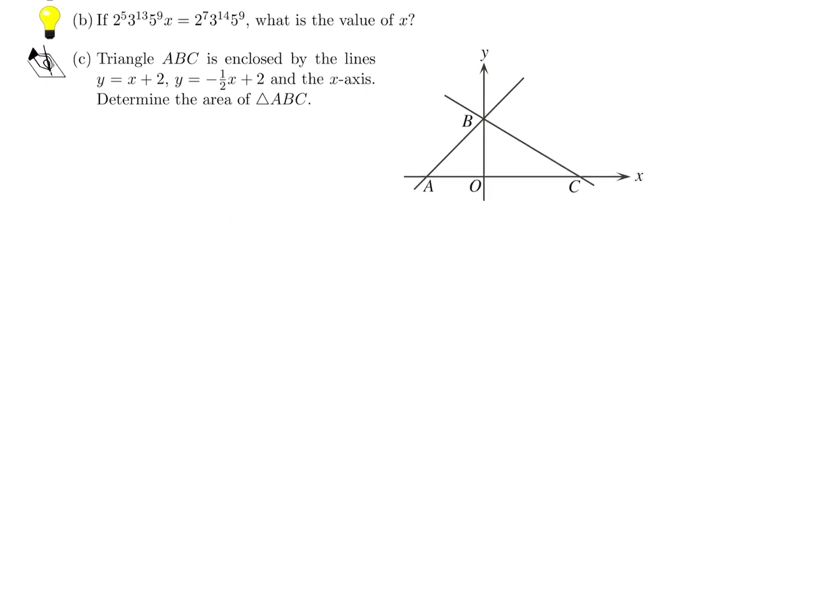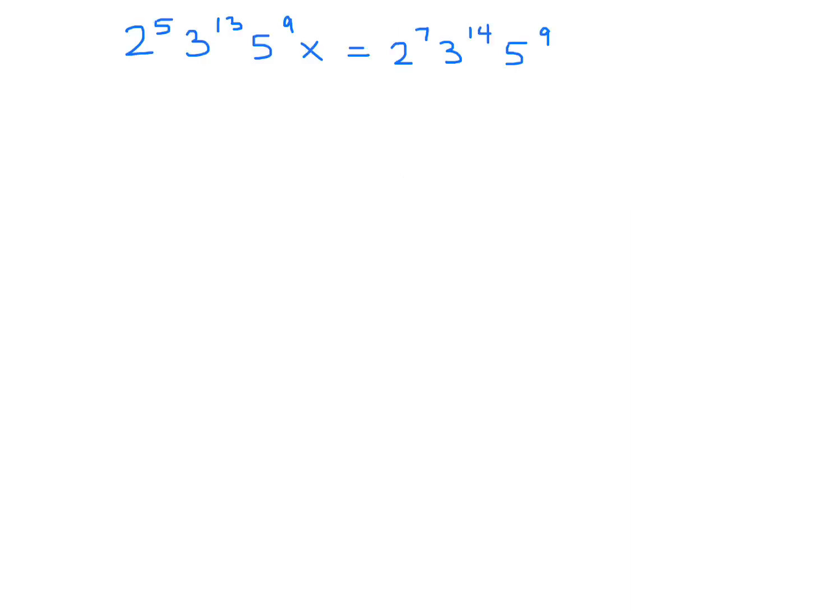If 2 to the power of 5 times 3 to the power of 13 times 5 to the power of 9 times x is equal to 2 to the power of 7 times 3 to the power of 14 times 5 to the power of 9, what is the value of x? Well, we can just take x and isolate it, so just put that in the denominator on the other side, and then hopefully a lot of things will cancel out.